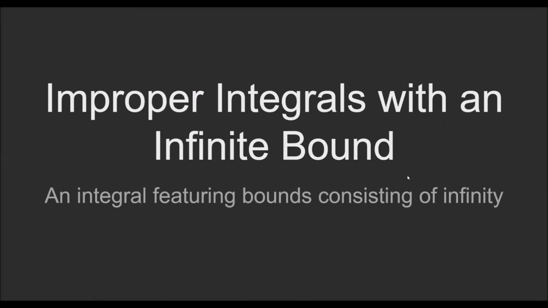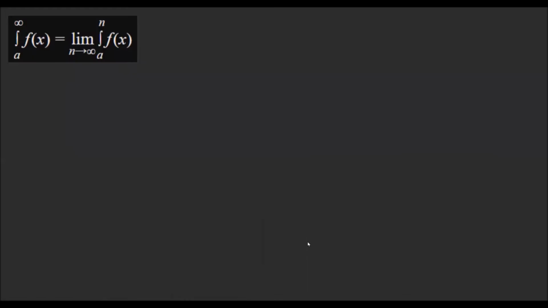Okay, today's video is over improper integrals with one infinite bound. Now, an improper integral is an integral in which the boundaries consist of an infinite bound, multiple infinite bounds, or a point at which your integrand would have a vertical asymptote. And so I'll make videos on the other two at a future date. But for now, we're just going to stick with improper integrals with one infinite bound as an introductory topic.